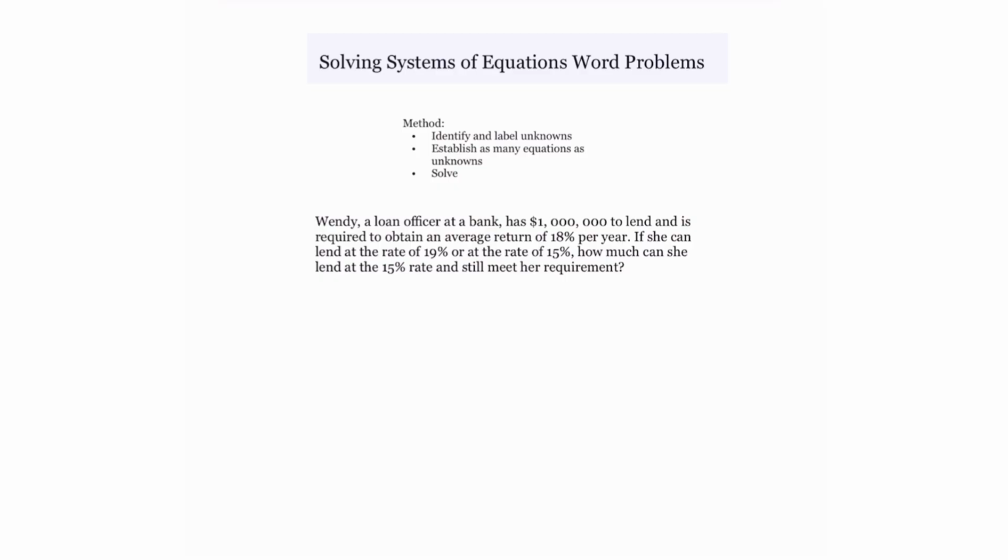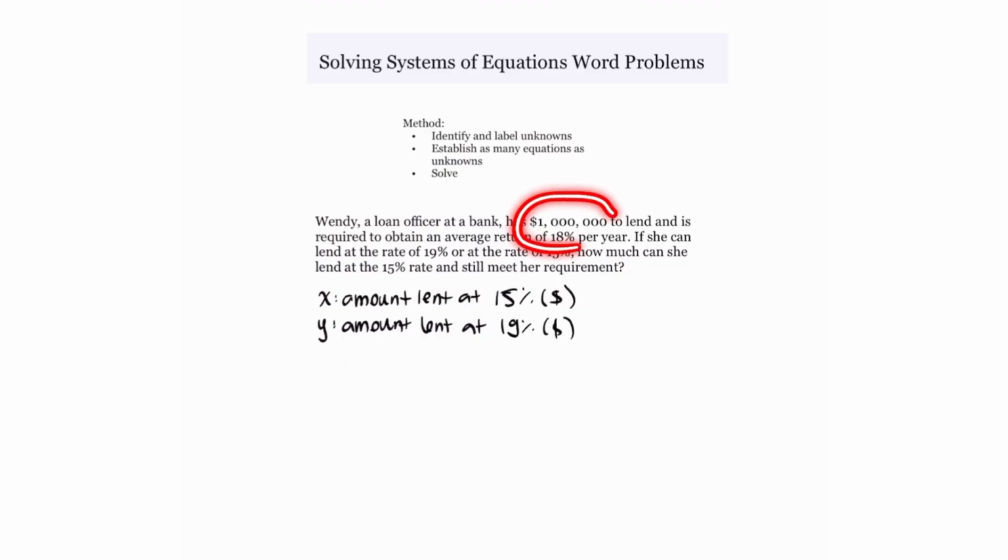So here again, we first need to identify the unknowns. The unknowns are going to be the amounts lent at 15% and 19% respectively. So here I'm identifying X as the amount lent at 15% in dollars, and Y is the amount lent at 19%. So using the information we have, we know that Wendy is trying to lend out $1 million, right? So this $1 million is going to be comprised of X, the amount that she lent out at 15%, and Y, the amount lent at 19%. So we have that $1 million is equal to X plus Y.